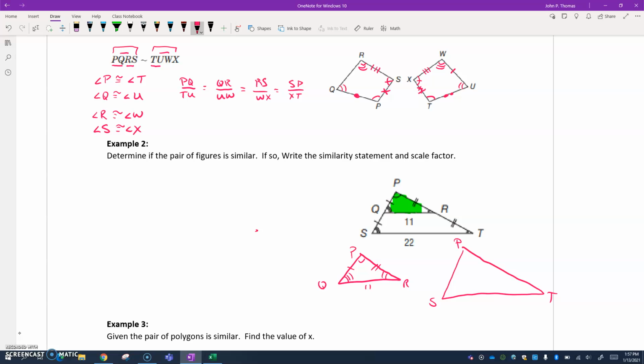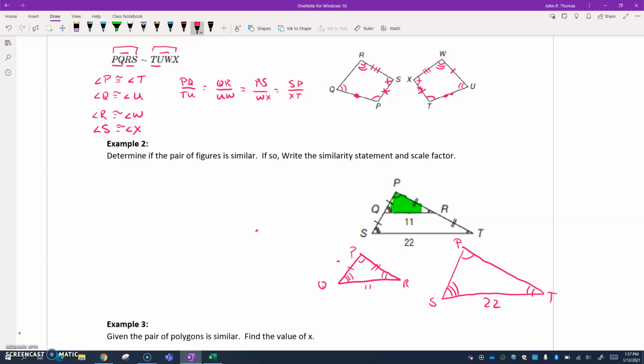So I'm going to worry about the angles first. So I've got 1 marking at the top, 3 on the bottom left, 2 on the bottom right. All right, so first thing I notice is that I've got those corresponding angles congruent. So that is a good sign that there's a strong likelihood these are going to be similar. But I do need to also check the proportions on the sides.